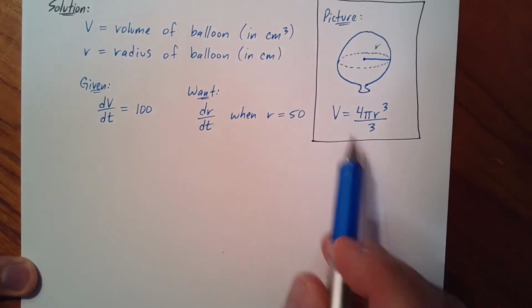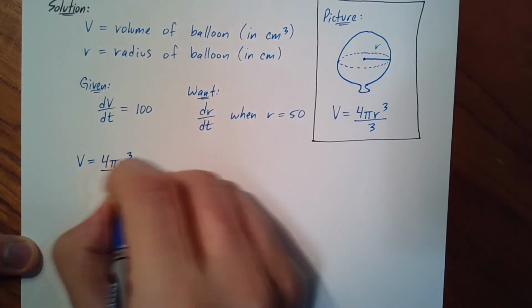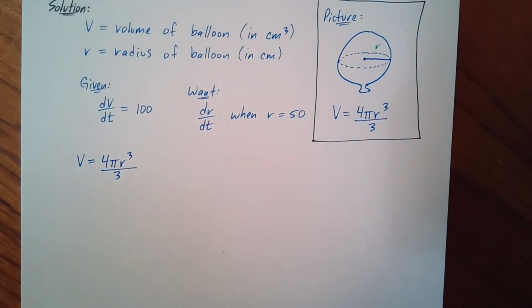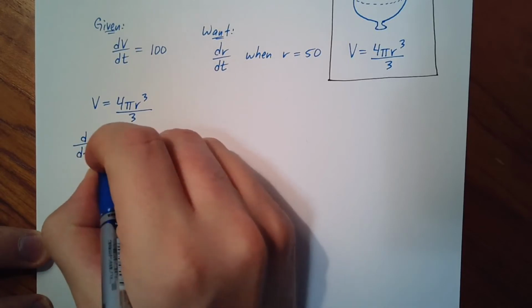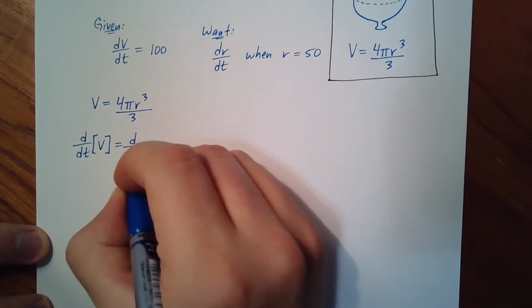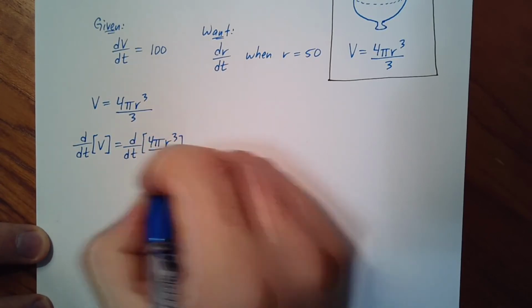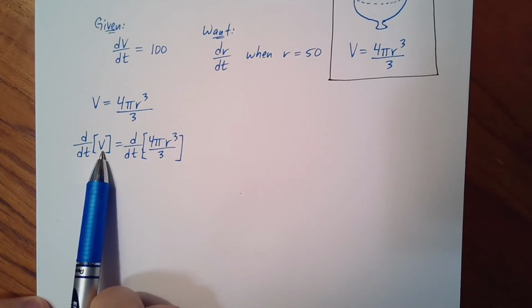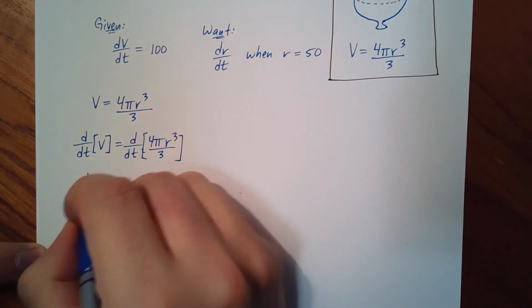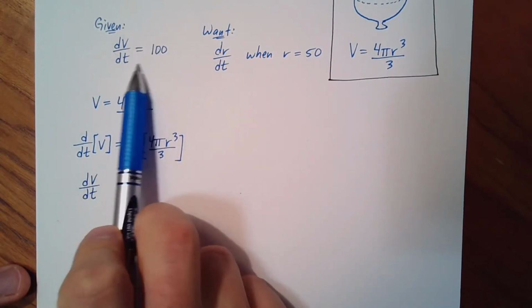So we have volume V is 4 pi r cubed over 3. Now we're going to differentiate both sides with respect to time. So the derivative with respect to time of V equals the derivative with respect to time of 4 pi r cubed over 3. All right, so what can we do? With V, the derivative with respect to time of V is just dV/dt. Just change the notation, write it as dV/dt. So that dV/dt is going to show up in this equation, which is good because then we have somewhere to use this knowledge that we have.